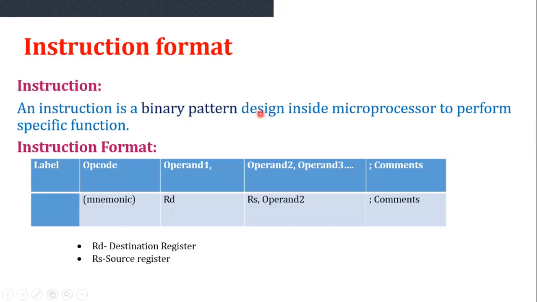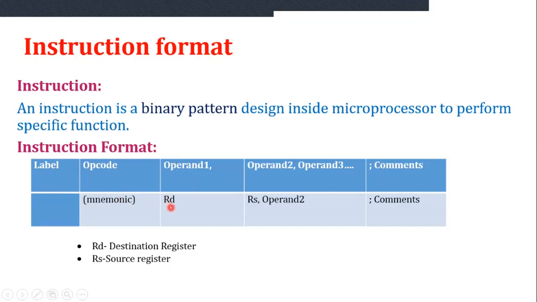When it comes to an instruction, we have the format of the instruction. You have first a label, then opcode, operand 1, operand 2, operand 3, and comments. After a semicolon we can give the comments. The label is optional; if you want, you can include it. And the opcode is also called the mnemonic.